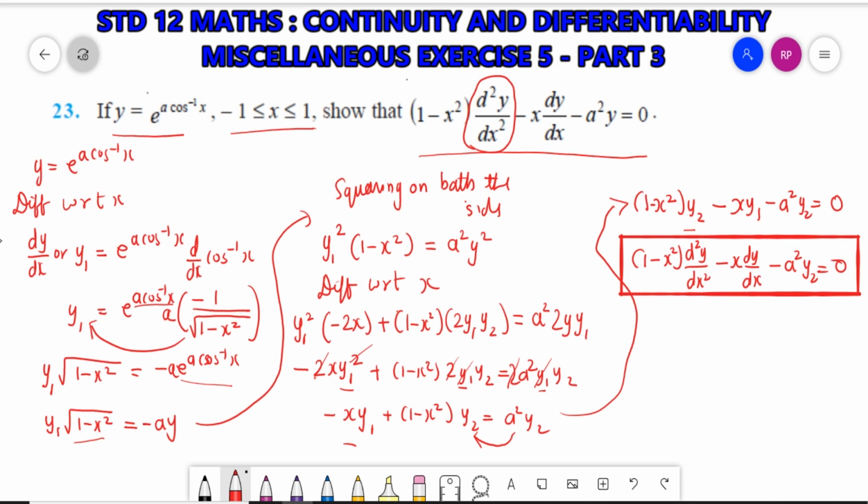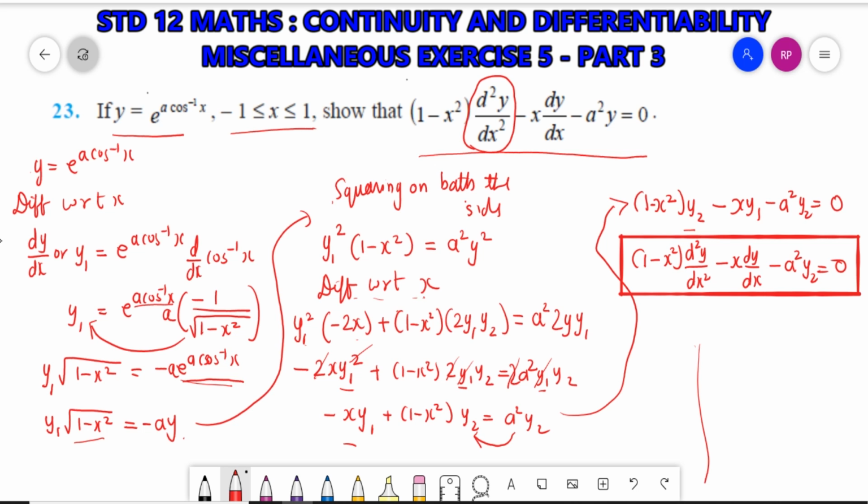Okay, so remember what we did. First we differentiated with respect to x, clear, and then we replaced the value of e raised to a cos inverse x by y, then squared on both the sides. In some questions, first we need to square and then replace the value. Then we differentiated once again with respect to x. Then see, in each term 2y1 is common, that we cancel out. So for this type of sums, the method is common.